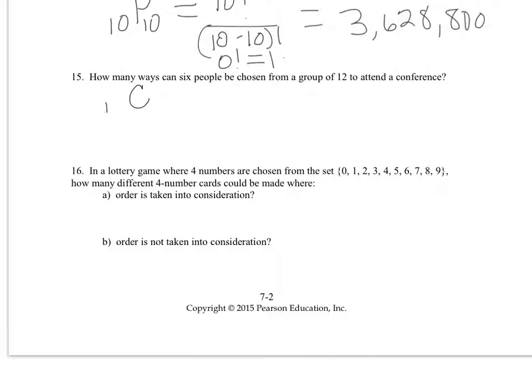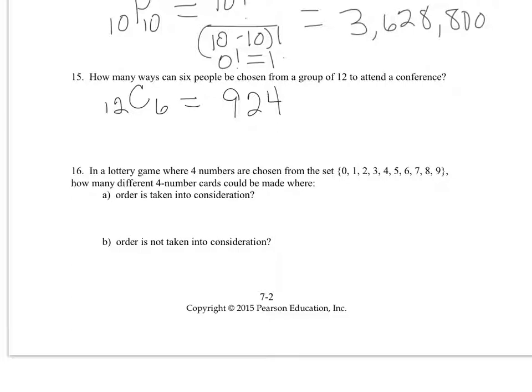We are choosing from 12 people. That means our N is 12. How many will we choose? 6. So it's a combination of 12 things taken 6 at a time. You work that out either by hand or in the calculator, and you get 924. There's 924 ways that you could pick 6 people out of that group.